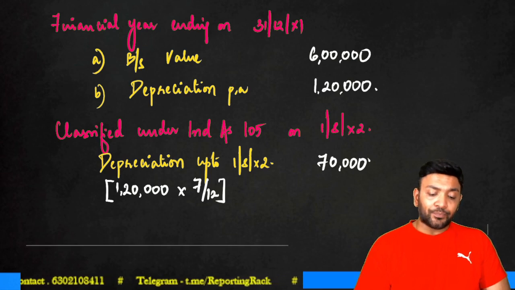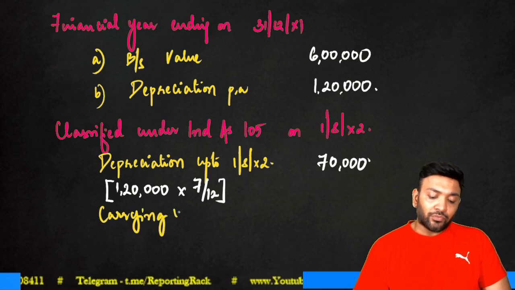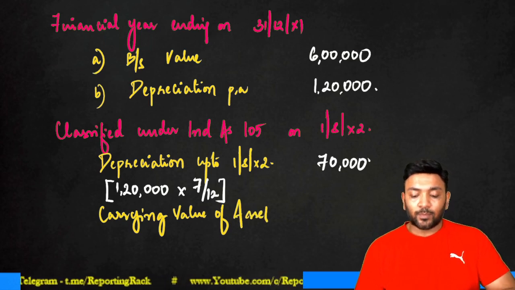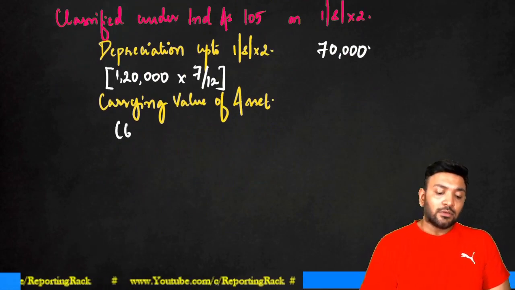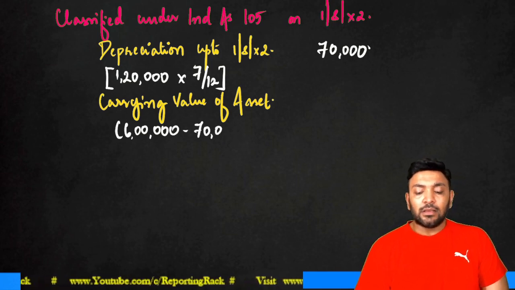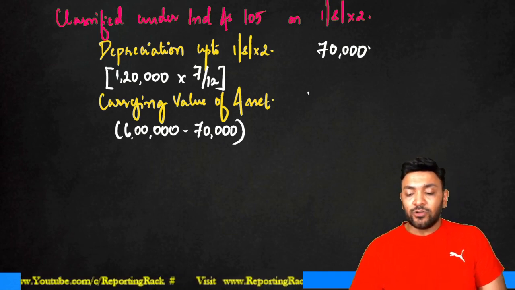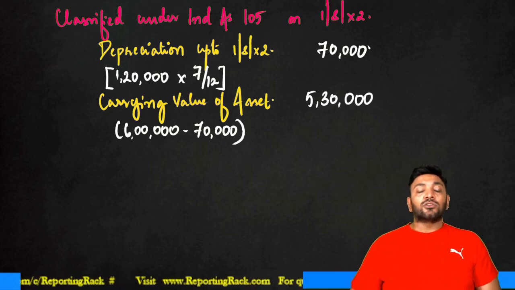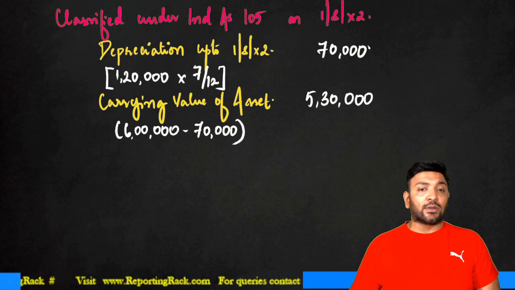Therefore, on that day, the carrying value of the asset is equal to 6 lakhs at the beginning of the year, less 70,000 depreciation up to the date of classification under IND AS 105, which is 5,30,000. So 5,30,000 is the carrying value of the asset on the date of classification to IND AS 105.